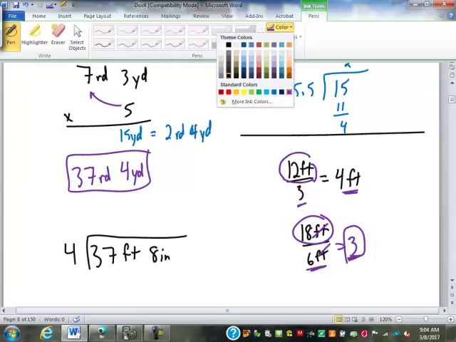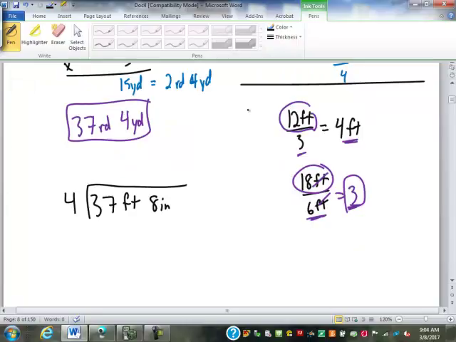Now the third option is I could have 15 square feet. Divide that by 3 feet. Well, 15 divided by 3 is 5. Square feet divided by feet is just feet.